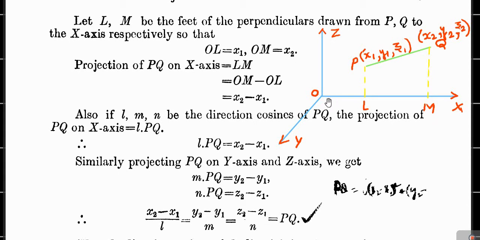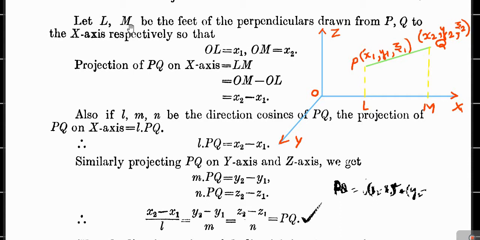So I have drawn a diagram here. This is the x-axis, y-axis, z-axis. The intersection of all three axes is the origin O. Let P and Q be the points in space where P is x1, y1, z1 and Q is x2, y2, z2. Then we have asked the direction cosines of the segment PQ. And to obtain the direction cosines of a line, first of all, we'll obtain the direction ratios. For that purpose, we'll proceed as mentioned here.